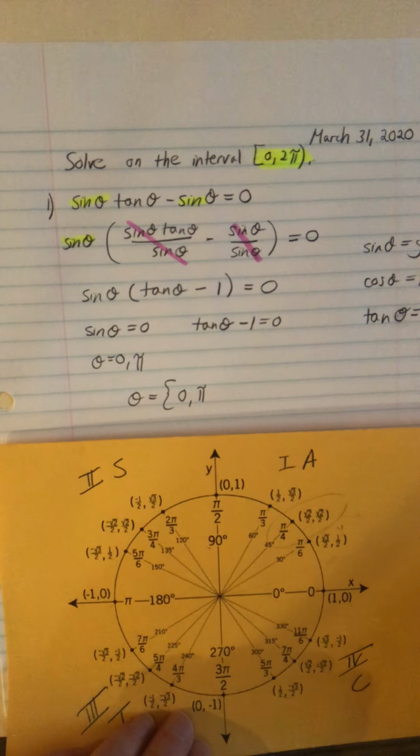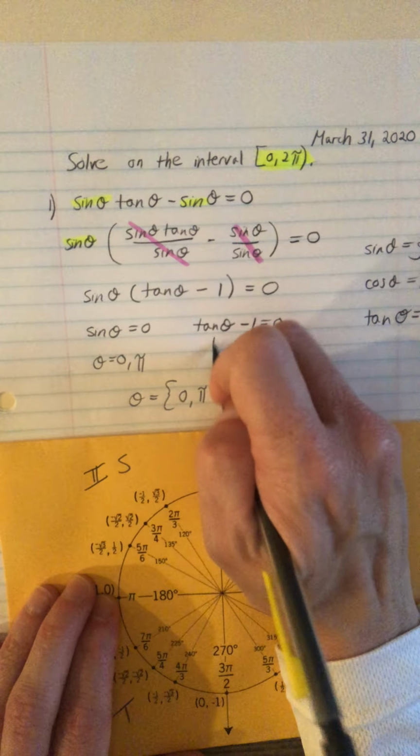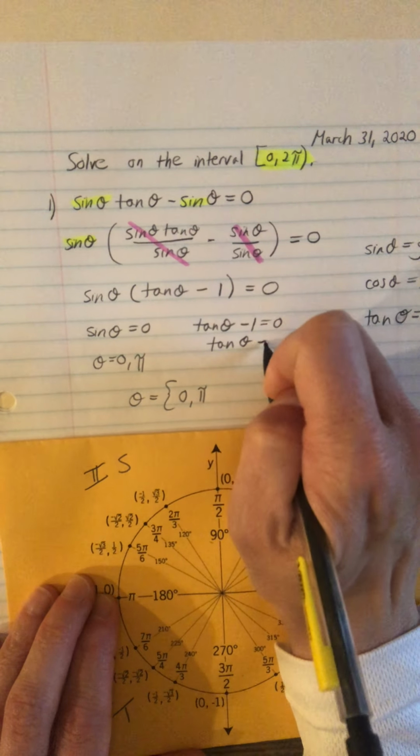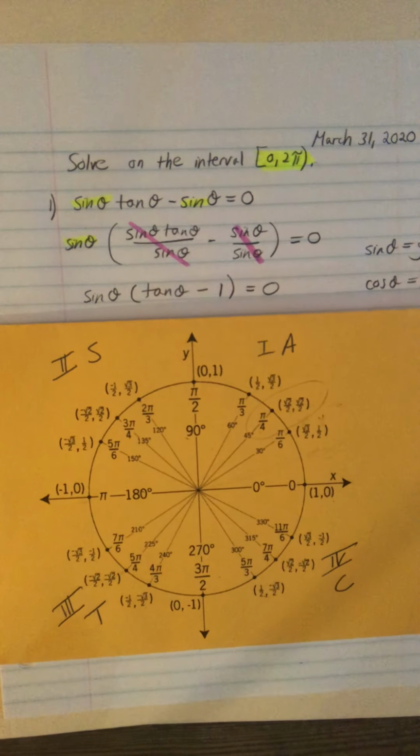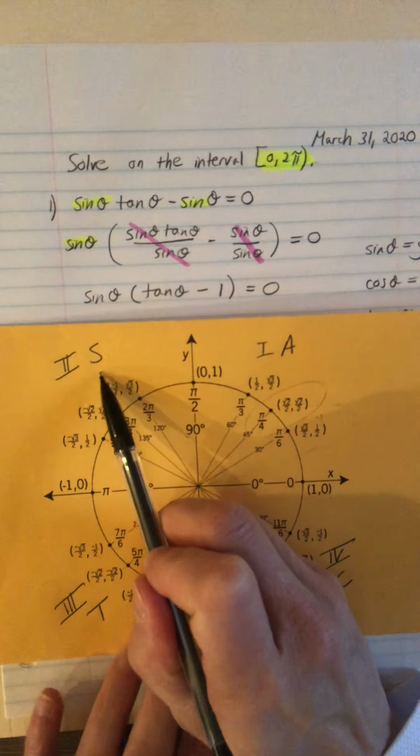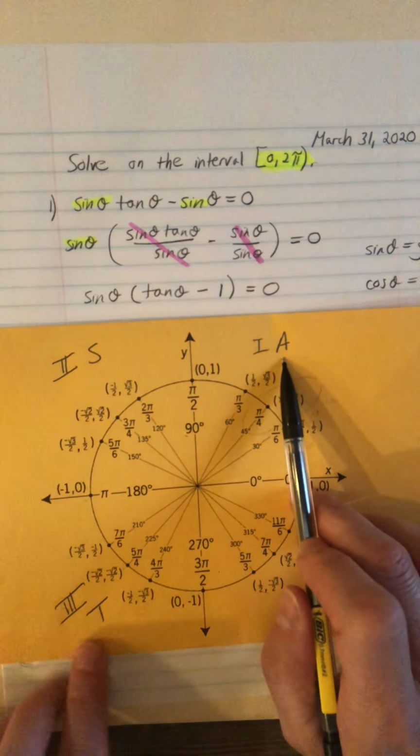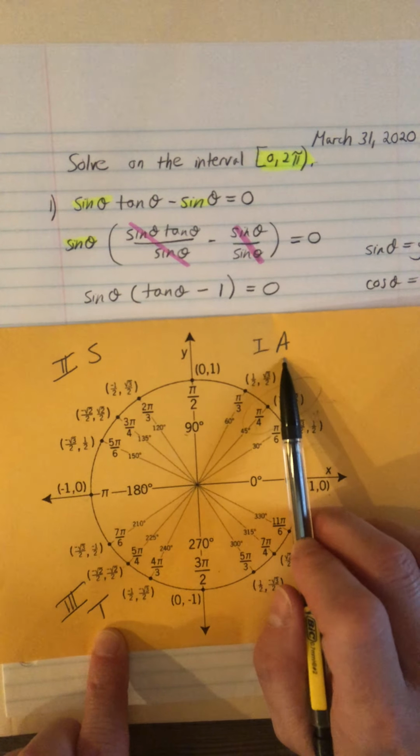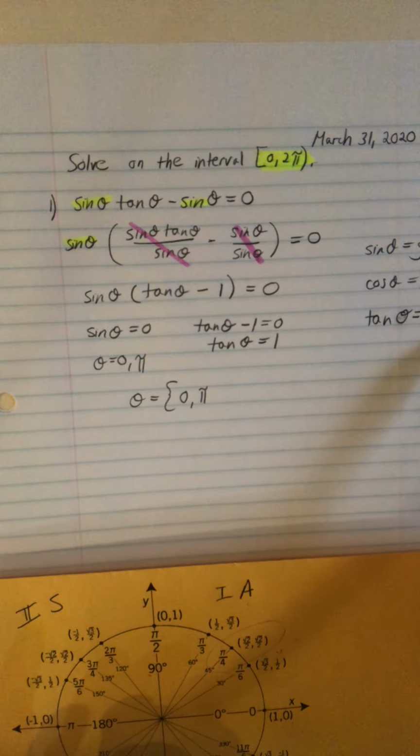All right. Now let's take a look at my second one. Tangent of theta minus 1 is 0. I can solve this. Tangent of theta would be equivalent to 1. Now let's recall, look at that unit circle. When is tangent positive? This is telling me my tangent theta is equivalent to positive 1. Well, if I think all students take calc, tangent is positive in quadrant 1 and quadrant 3. So let's look. What is tangent? Tangent is y over x.